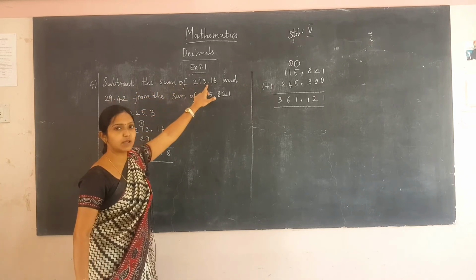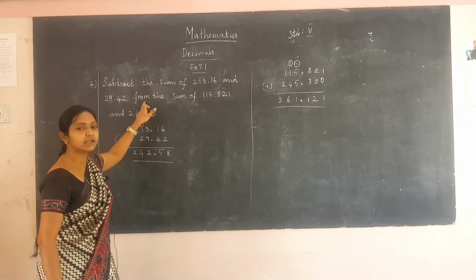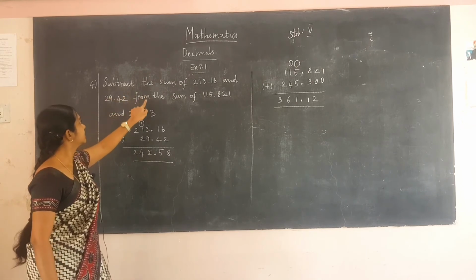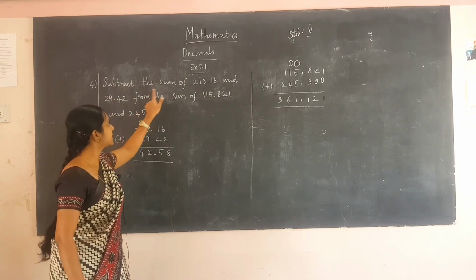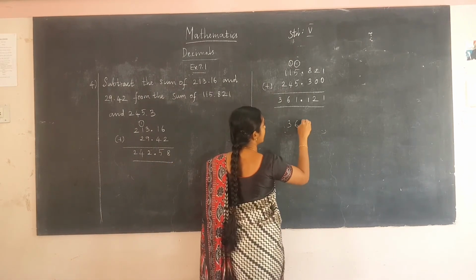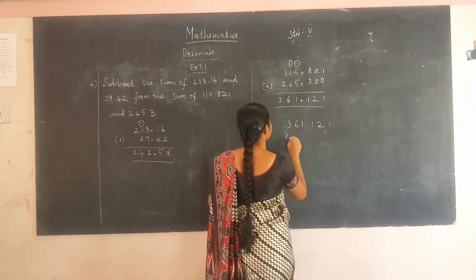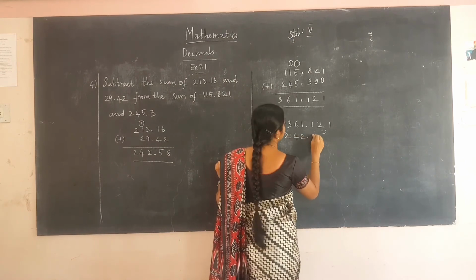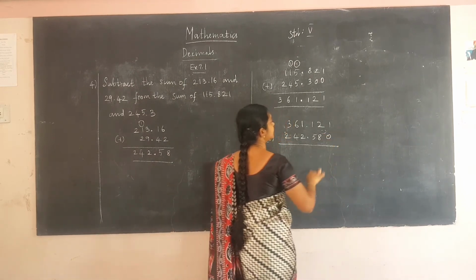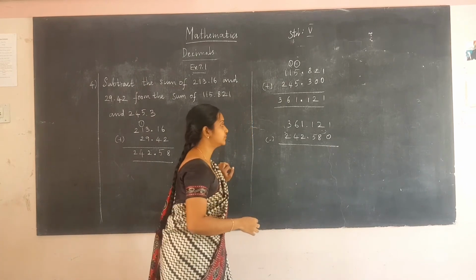Subtract the sum of two numbers from the sum of two numbers. From means we have to write that number first while subtracting. So here it is given as from, so the number after from should be written first. So 361.121 should be written first and 242.58 should be written second. Now we have to subtract. Convert it into like decimals by putting 0 in the place value.